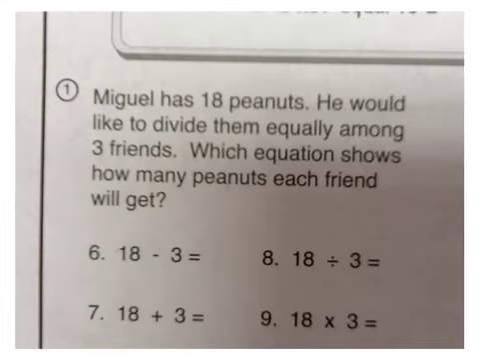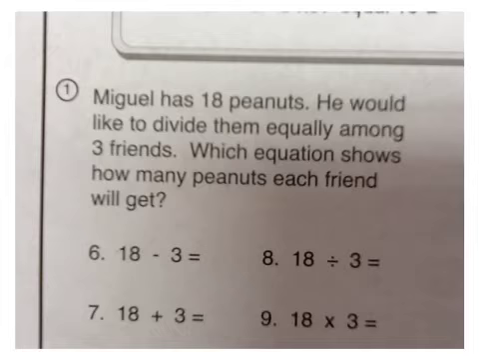Now let's solve number 1, and let's go back to the strategies that they offer to us. So it asks us first to read the whole problem. So number 1, Miguel has 18 peanuts. He would like to divide them equally among 3 friends. Which equation shows how many peanuts each friend will get?